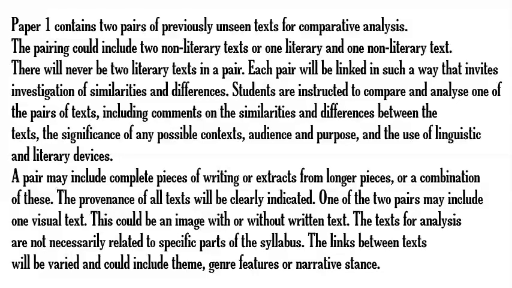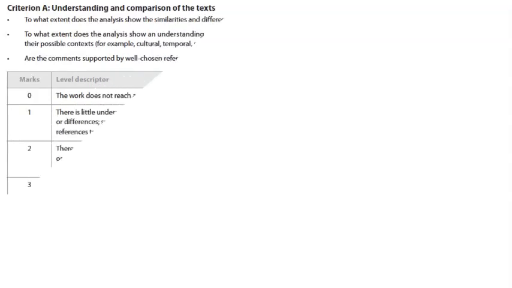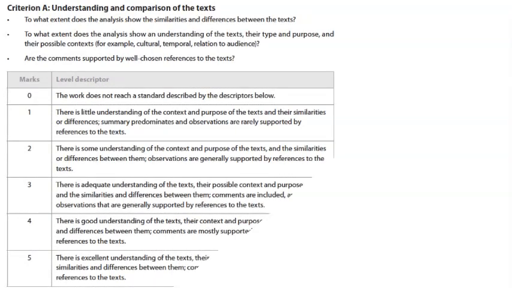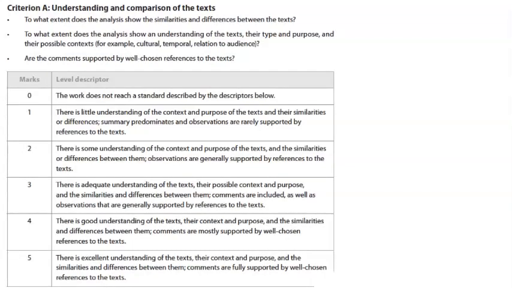So when you look at these, the most important thing to think about is really understanding the criterion. So A, first of all, is about understanding and comparison of the texts. Understanding is a very vague term, but basically you're looking at how similar or different these texts are, what kind of purpose they have, what their relations to each other are in terms of possible contexts. Maybe different audiences are clear through the language. So you're going to find that some of these criteria overlap.